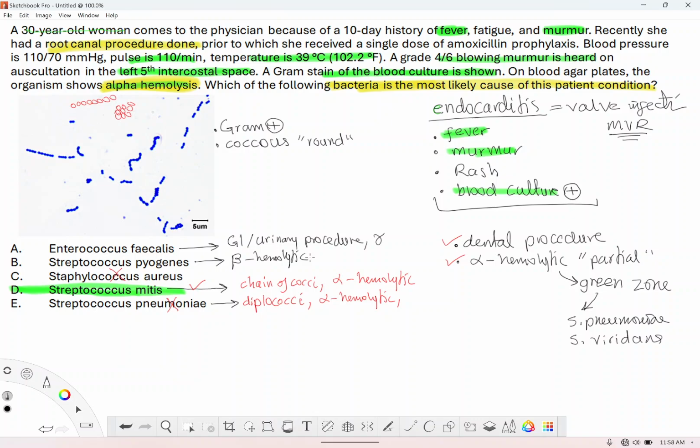Okay, so hopefully this was helpful. First, we identified this was endocarditis. The next thing is we have to identify what's the bacteria. We're looking for a bacteria for which dental procedure is a risk factor, and it's alpha hemolytic. The only one that matches this criteria is Streptococcus mitis. Okay, and of course, Streptococcus mitis is a member of Streptococcus viridans. Okay, and this bacteria exists in the oral cavity, causes dental plaques, and so forth. Okay, so hopefully this was helpful. Let's go to our next question.